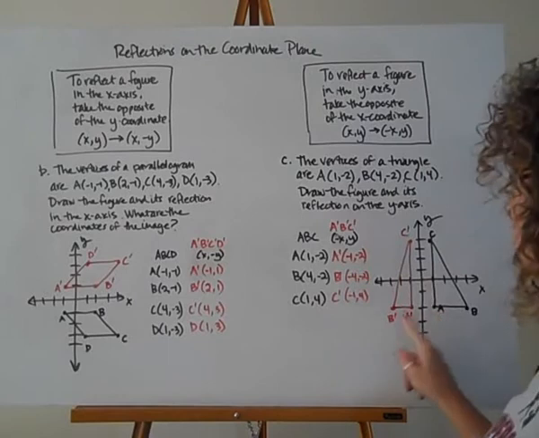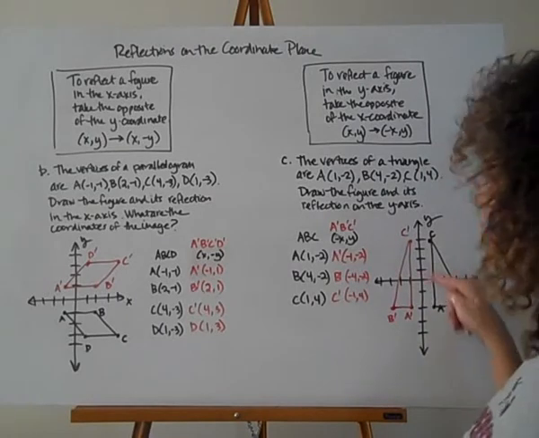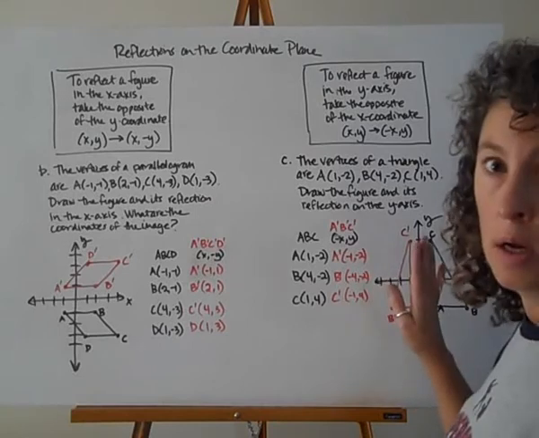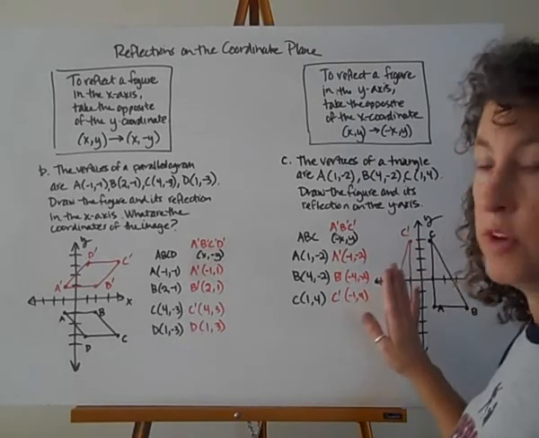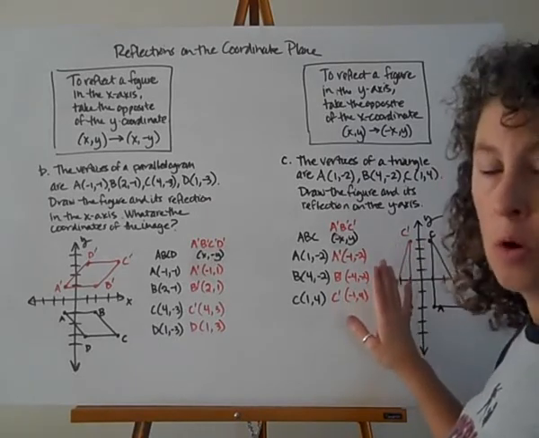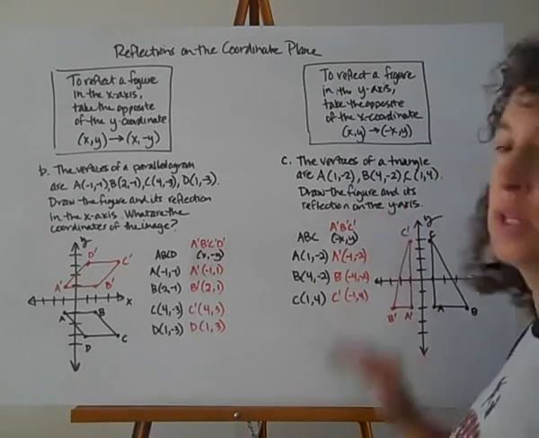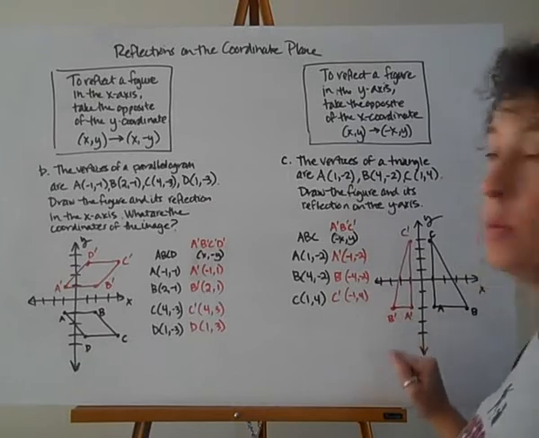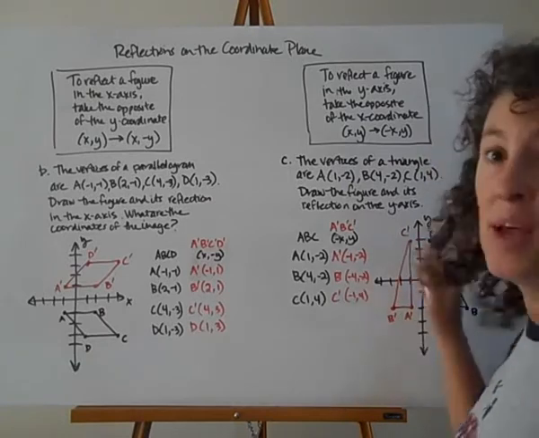When I graph these two, here's the original on the right-hand side of my y-axis, and I notice that my image, my new figure, is flipped over the y-axis, and it's on the left of the coordinate plane. Notice I've labeled each of these with my primes, so this is A prime, B prime, and C prime.